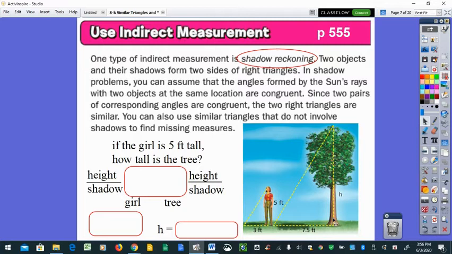Because we know, or hope, that the tree is making a right angle with the ground, and the woman is making a right angle with the ground, and we're measuring them on a sunny day, so the angle that the sun makes with the tree, along with the angle that the sun makes with the lady here, would be the same. So we'd have two pairs of angles that match, and therefore we would know these two triangles are similar. And we can use a proportion to find that missing height. This is called shadow reckoning.